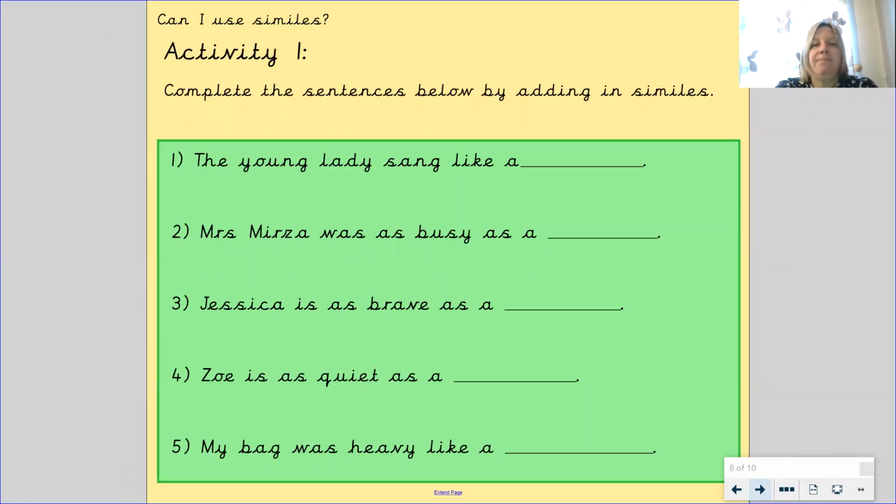Your task today. For activity one, you need to complete the sentences below by adding in similes. The young lady sang like a. What could you compare the young lady to? When you're writing the sentences out today, I want you to be using your best handwriting. I want you to be checking that you've got your capital letters to begin your sentence and that you've got your full stop at the end of your sentence and that you have included the similes in your sentences.